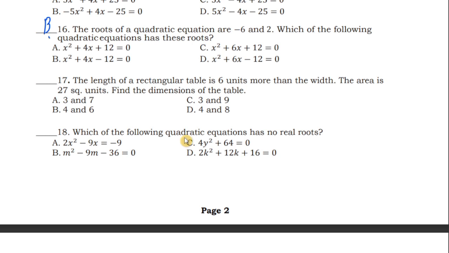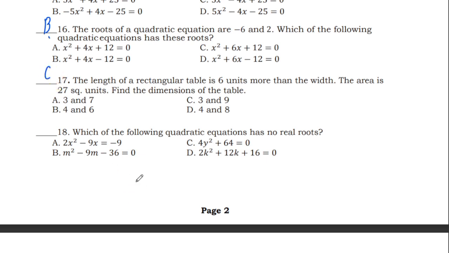The length of a rectangular table is 6 units more than the width. The area is 27 square units. Find the dimensions of the table. A, 3 and 7. B, 4 and 6. C, 3 and 9. D, 4 and 8. So the answer is C.